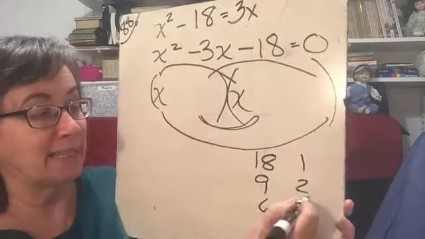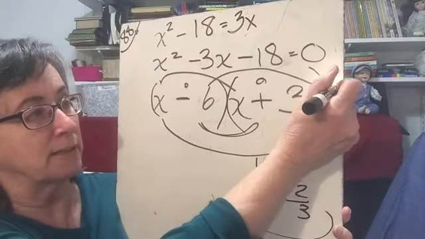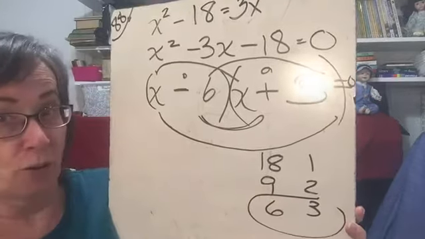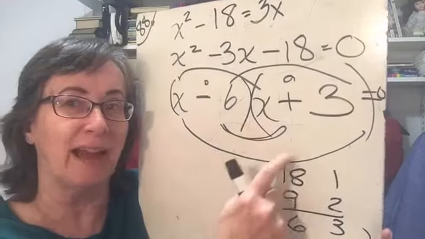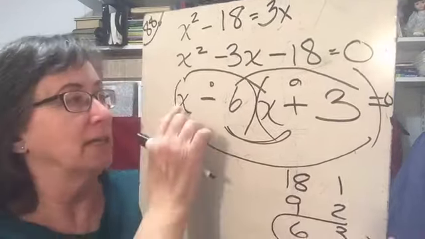I'm going to put the 6 in one of the slots and the 3 in the other one of the slots. And I want it to be negative, so I'm going to make the 6 negative and the 3 positive. So now we've got our little equation, x minus 6 times x plus 3 equals 0. Okay, so now that I have that, I'm going to set each factor equal to 0. So x minus 6 equals 0.